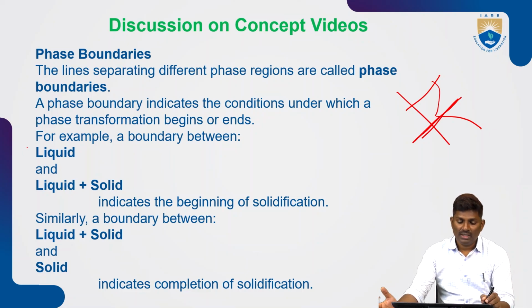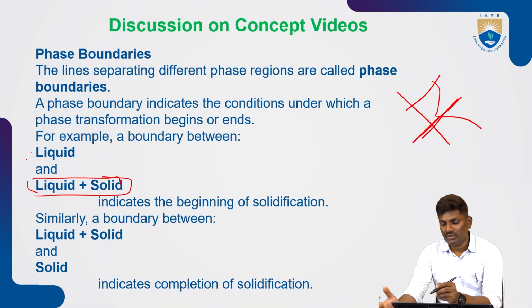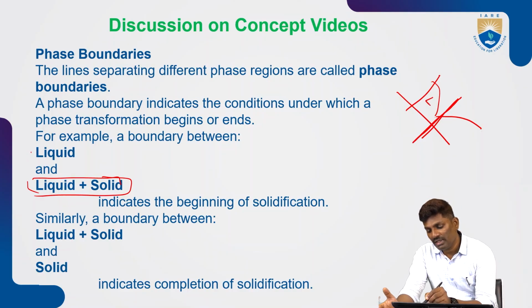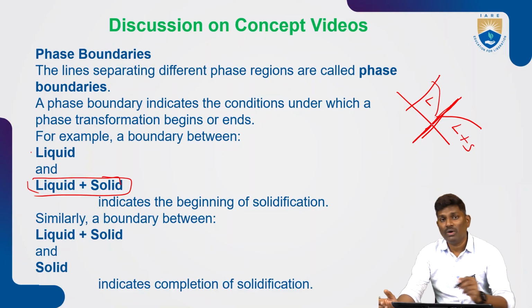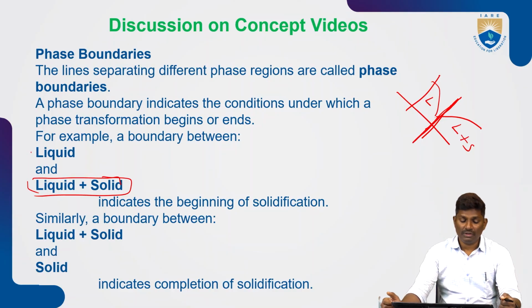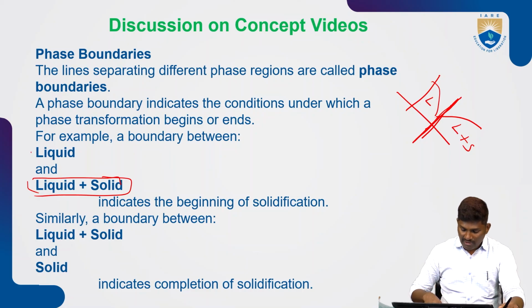For example, a boundary between liquid and liquid plus solid. Here you have liquid and here you have liquid plus solid. So this is my boundary. This indicates the beginning of the solidification. Similarly, the boundary between liquid plus solid and solid is called the solidification line, after completion of the solid formation. So this is the phase boundary.